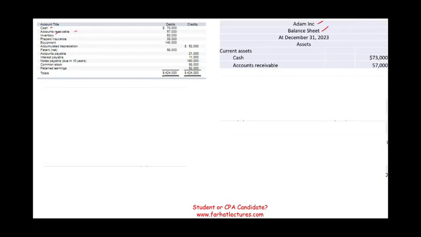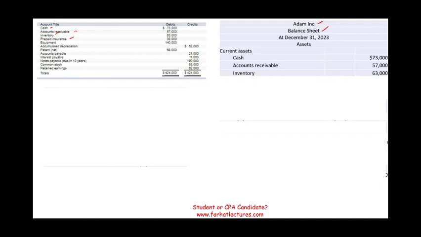Inventory, $63,000. Is inventory a current asset or something else? Well, when I have inventory, what do I expect to do? I expect to sell it in the near future and convert it to cash. And I hope it's not going to be longer than a year, right? So inventory would also be considered a current asset.